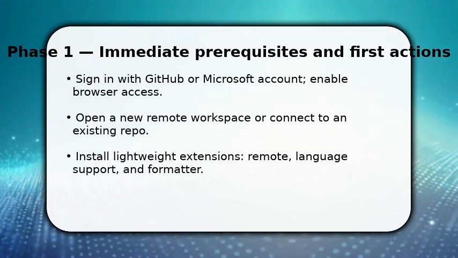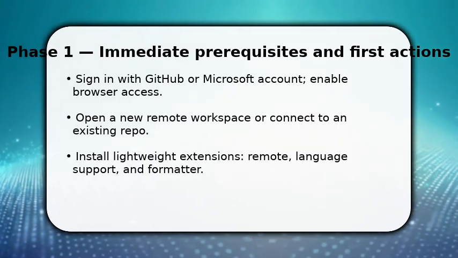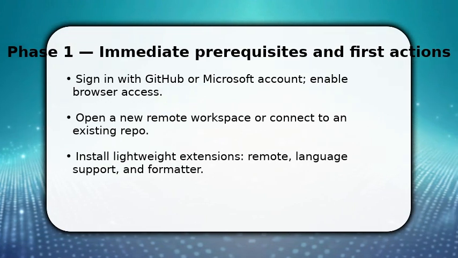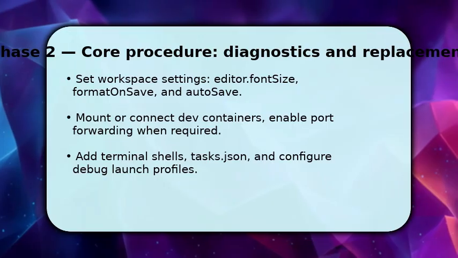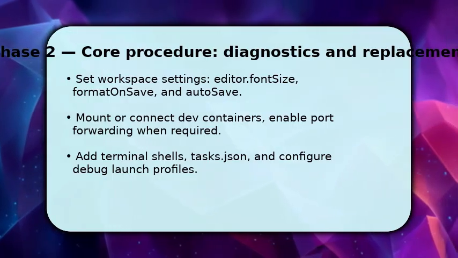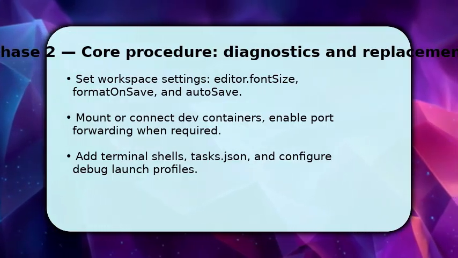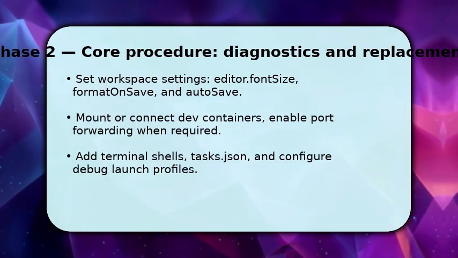These steps get you into an editable environment immediately, and they save time later when you need IntelliSense or quick linting. Once done, configure the workspace settings to match your workflow. Set editor, font size, enable format on save, and choose an auto-save cadence.